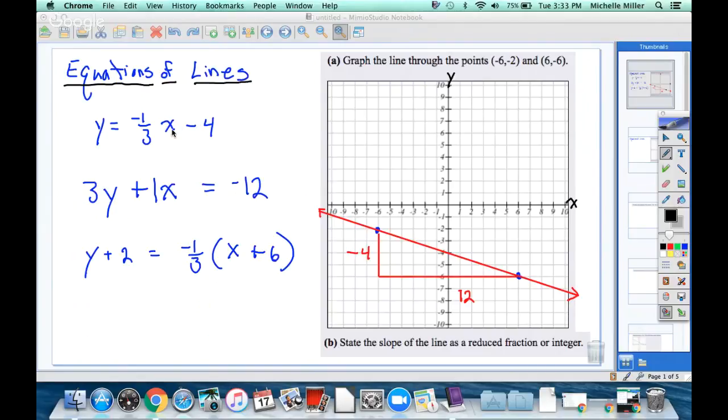By denominator, I mean if x was in the denominator or y was in the denominator, it wouldn't be linear. Here I have 3 in the denominator, and here I have 3 in the denominator. That's okay. So these are each linear. It turns out these are 3 different equations that represent this particular line right here through the points listed above: -6, 2, and 6, -6.